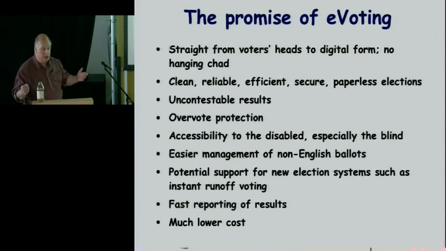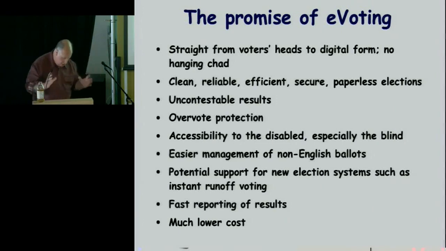There would be overvote protection, which is to say, if you vote for two candidates for the same race, you'd be told you can't do that. Nothing in the punch card world prevents you from punching two cards, but in the electronic voting world, you can be given an error indication. That voting could be made much more accessible to the disabled, especially the blind, with computer interfaces. That it's a whole lot easier to manage the plethora of non-English language ballots. There would be potential support for more complex election systems, such as instant runoff voting, fast reporting of results, lower cost. And this appeared to be a sea change and an important technological improvement in the management of elections. It was honestly believed by all parties to be so in the early part of last decade.